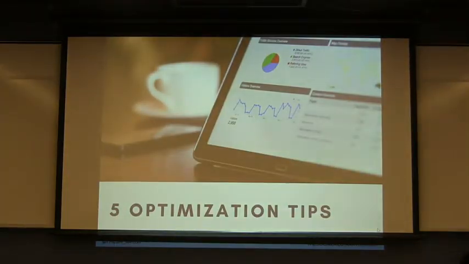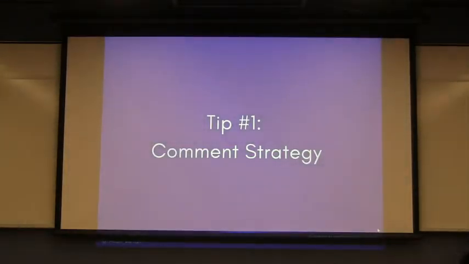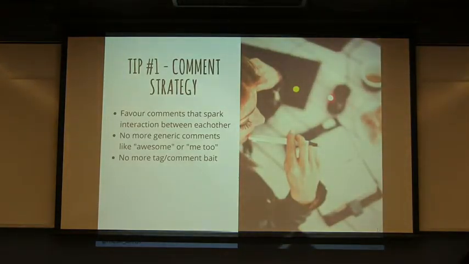So here are some of my optimization tips that I've tried out on my campaigns. Number one is have a comment strategy. Again, we're favoring comments that spark interaction between each other. So instead of having a post that is targeted for a user to view passively, the idea is the post will encourage conversation between each other. We want to avoid generic comments like awesome or me too. We want to start having more comments that spark a conversation or interaction.